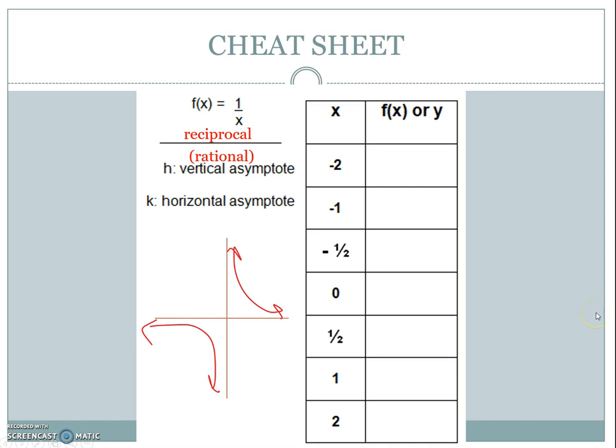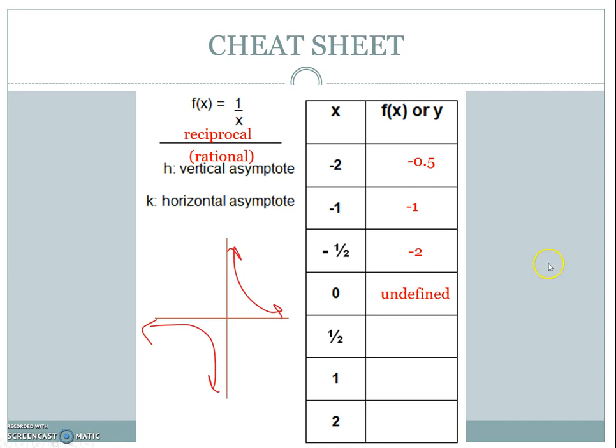So the table of values we're going to use for our reciprocal functions are going to go from -2 to 2, but we're going to stick in the 1/2 there just to emphasize what's happening. So we're doing 1 over x. So in this case, for the -2, it's 1 over -2, which is -0.5. When I put -1 in for x, I get -1. When I put -1/2 in, I get -2. At 0, it's undefined. That's why we have an asymptote.